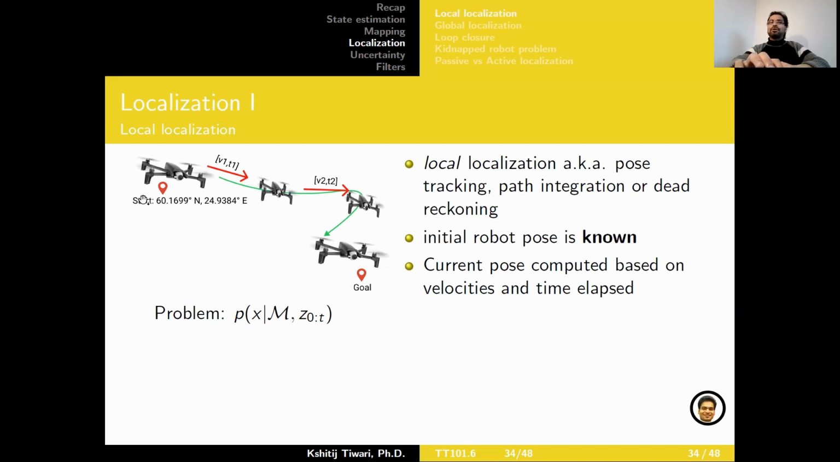Which means if you know the start location, starting pose, you are just integrating out the rest of the velocities across the path to get the current location, right? So the problem is you're trying to evaluate the probability that your state is X given a map and your observations from 0 to t.